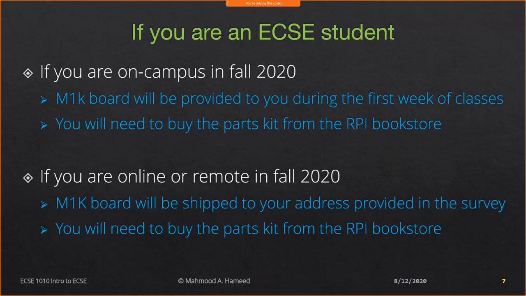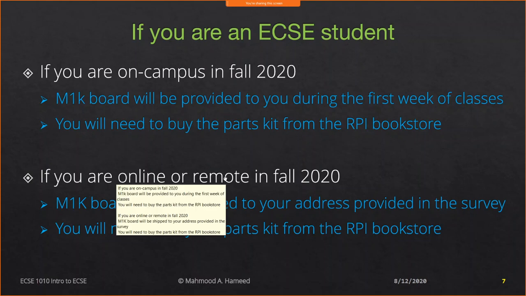Guys, again, I want to make this a little bit more clear about the parts kit. The parts kit is available at the bookstore. If you are going to be on campus, I recommend that you walk over to the bookstore and purchase the parts kit over there. But if you are going to be online, put your order in right away. All right, next, let us move on. I think I covered both of these. If you're an ECSE student, I've covered both on campus and online. Okay, let's move on to the next one.